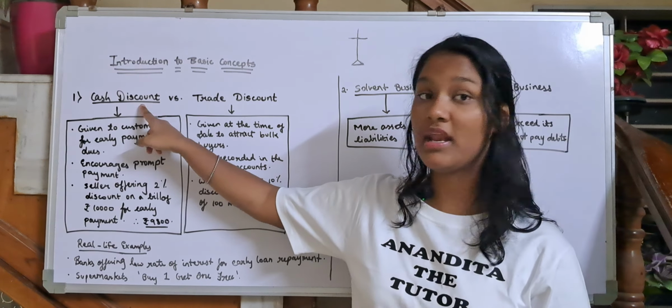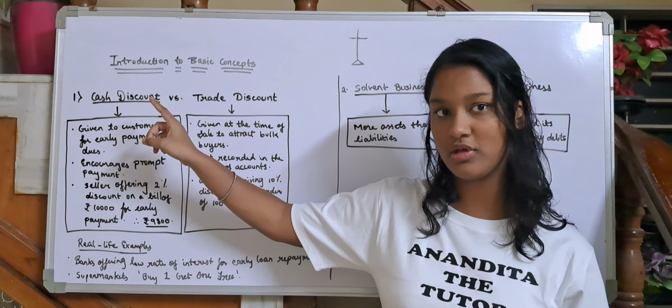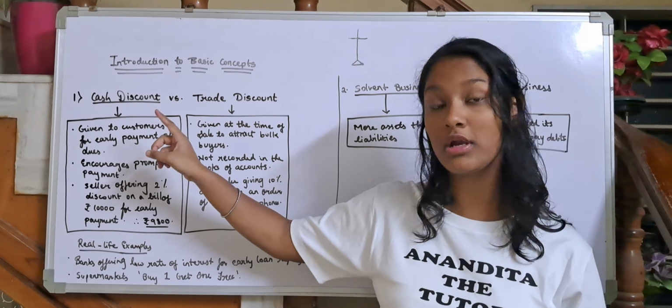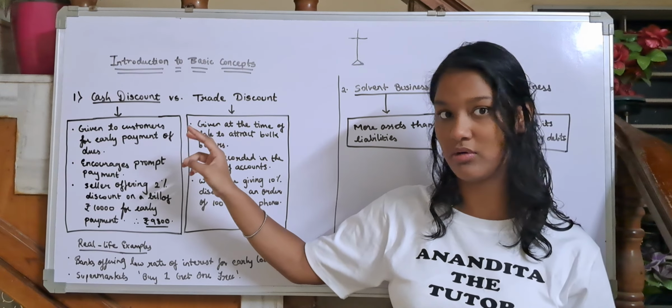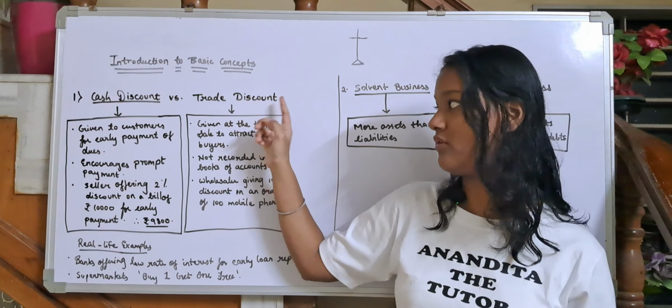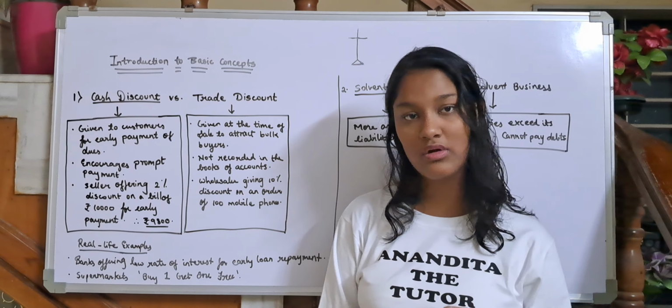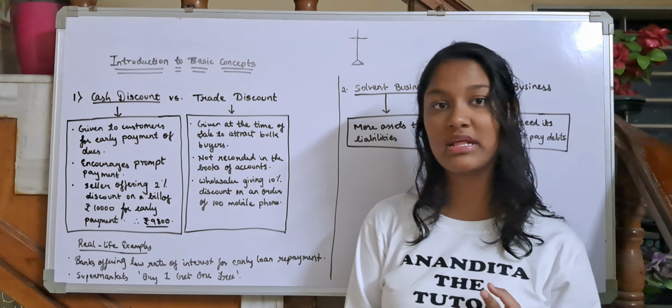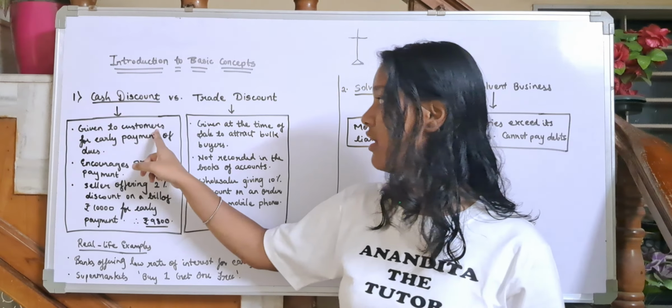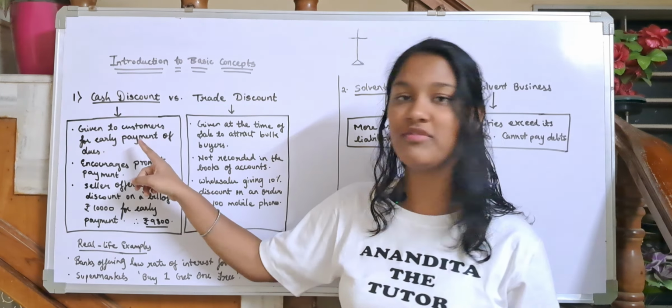And then there are two types of discounts in this. You all got what is discount. So there are two types of discounts now: cash discount and trade discount. So what is a cash discount and what is a trade discount? Cash discount is when it is given to customers for early payment of dues.